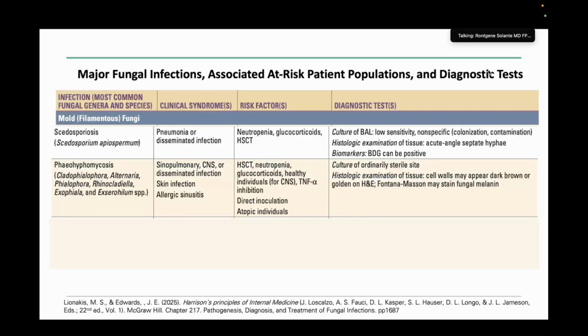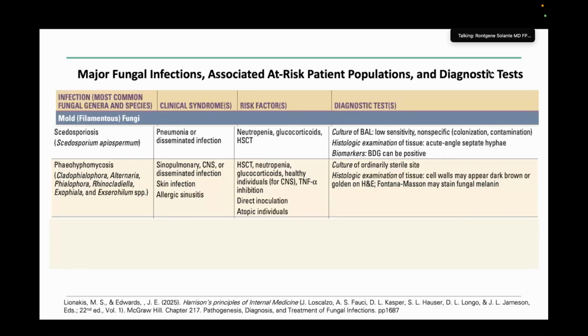Then the other group of your molds or fungi is phaeohyphomycosis. Okay, so you have here a group of quite difficult to pronounce species of fungus. But again, just like mucormycosis, this is one of those that can also cause sinopulmonary infection. But this time, to differentiate this from mucormycosis, it can also cause central nervous system infection or meningitis. Okay, and this is quite common in patients again who are severely immunocompromised, those who are neutropenic, on steroids.